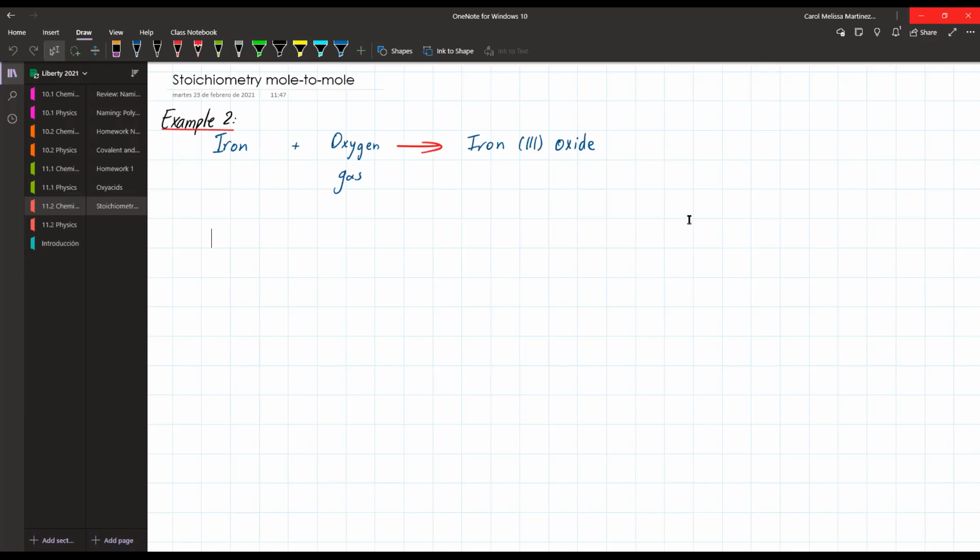Example two. Iron plus oxygen gas produce iron 3 oxide. First of all, what you have to do is write the chemical reaction using the chemical symbols. For iron, you know that we have Fe. For oxygen gas, it's O, because oxygen is a diatomic molecule. So you put the 2 as a subscript, because remember, it's diatomic.